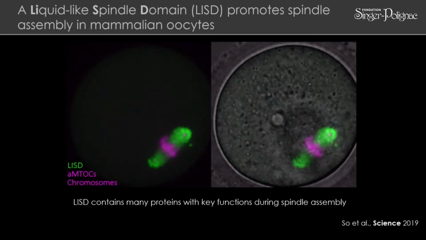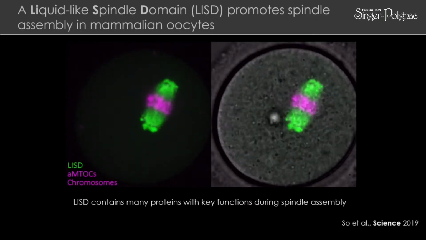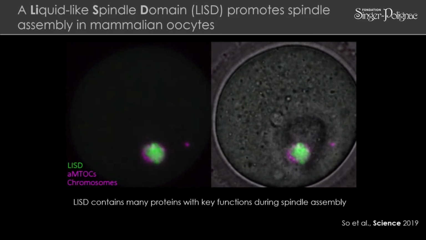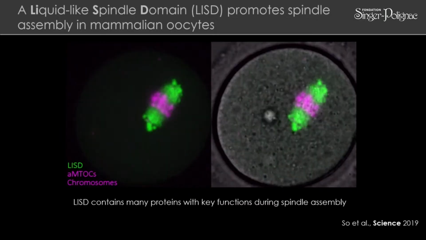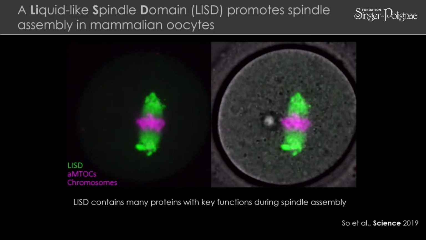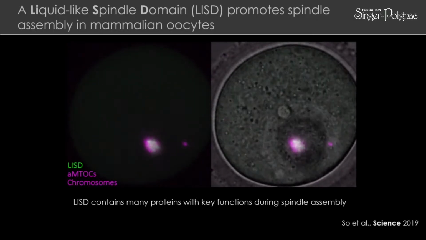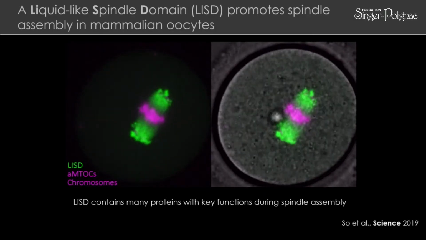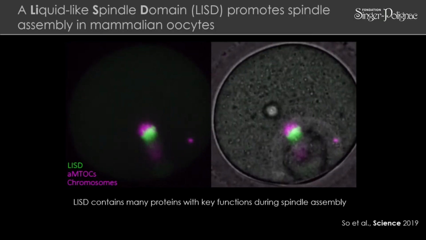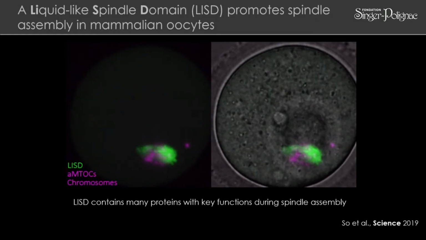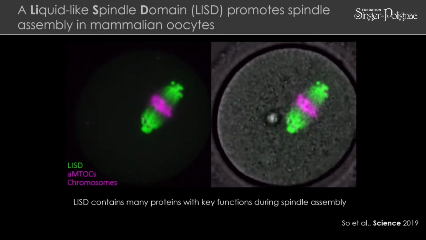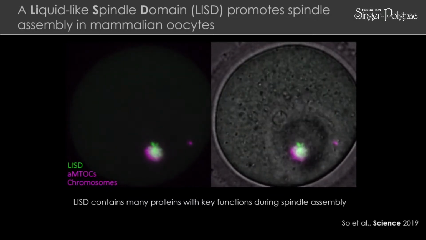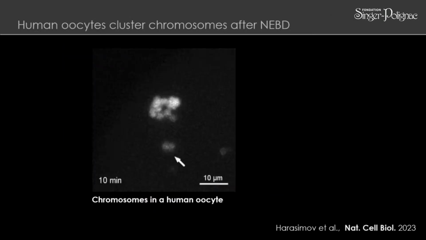This is a mouse oocyte, and in green you see these little droplets at the spindle pole, and these droplets are filled with spindle assembly factors. They are highly enriched in this domain, and this domain is formed by the principle of phase separation. There's a protein that is called TACC3 that is really central to forming this domain. It can phase separate and then recruit a lot of other spindle assembly factors and thereby enrich them in proximity of the spindle, and this is important for spindle assembly in oocytes.